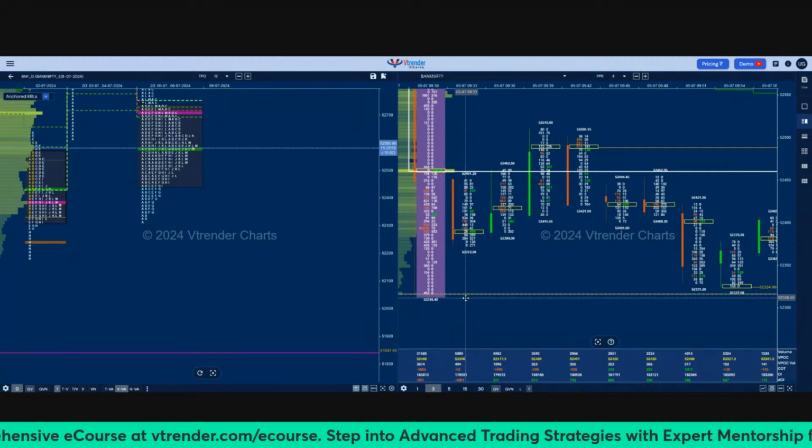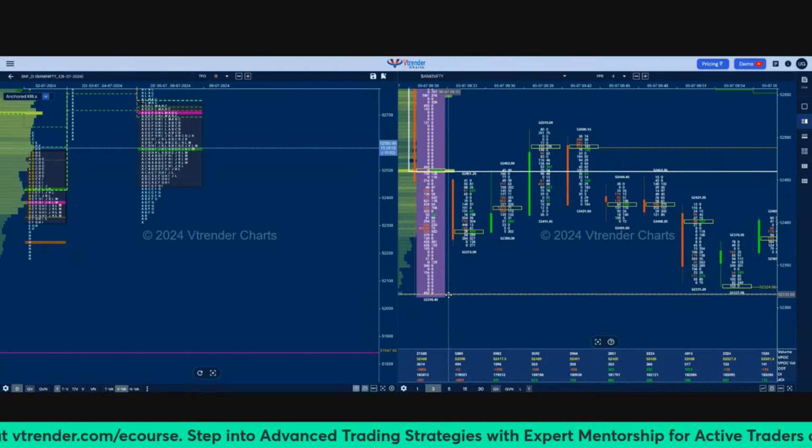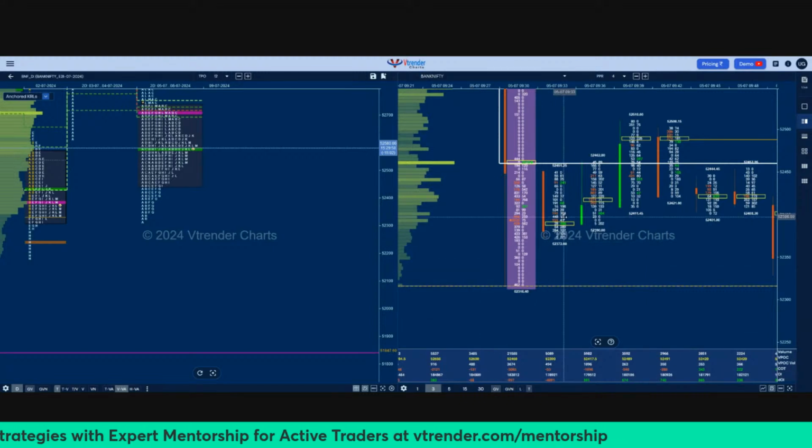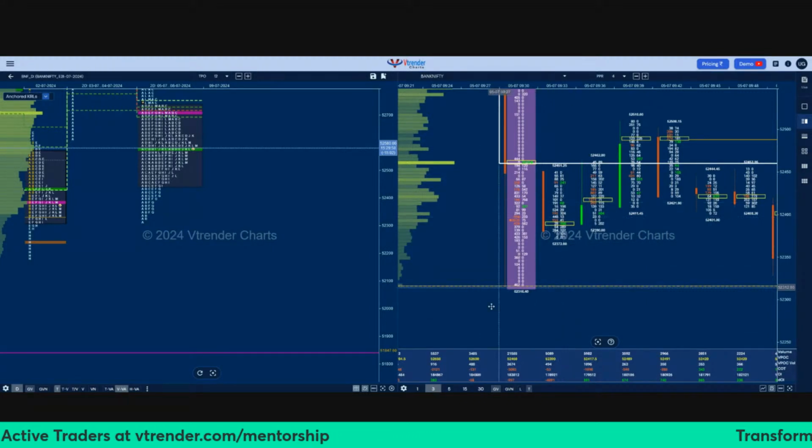Even for this weekly settlement, we need some selling to show up at this 52,300 level for us to go lower for that 51847 and 51576.